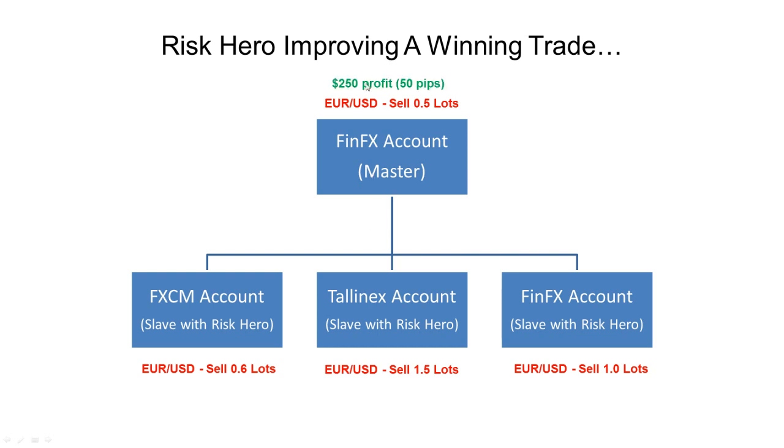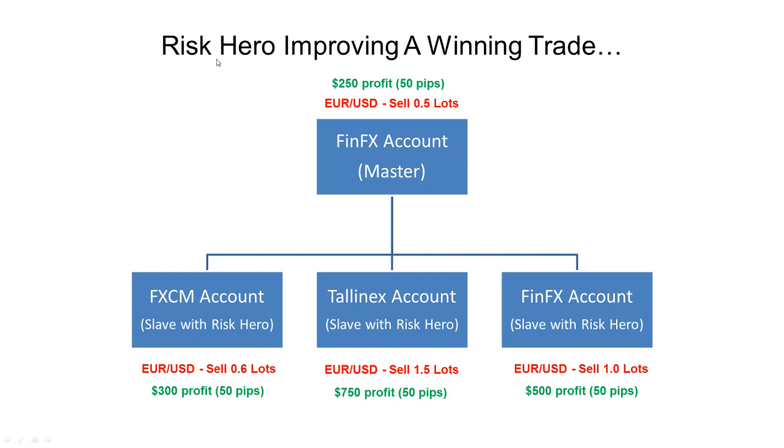So for example, if the master account closed a $250 profit, let's say it was 50 pips, then even though each of these accounts make 50 pips, they make more money than the master because we have a little bit bigger lot size on each of these. This one made 3 times as much as the master. So that's the basic principle of mirroring with money management. We talked about that last week.